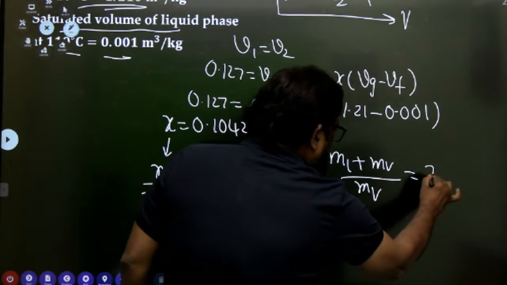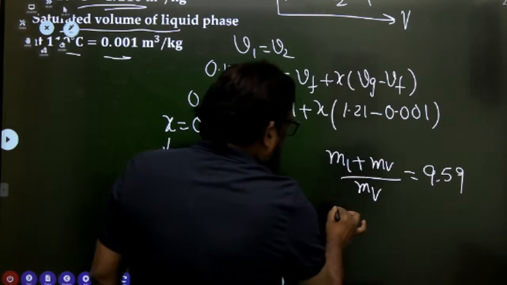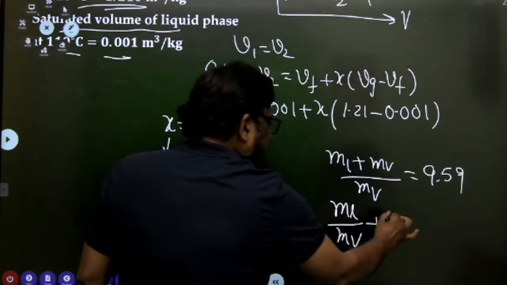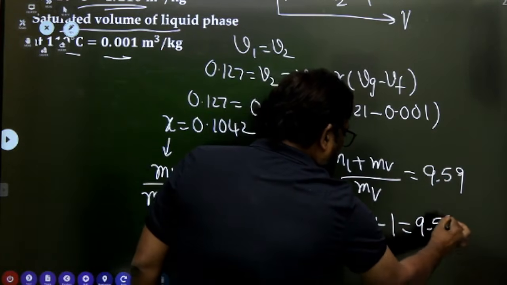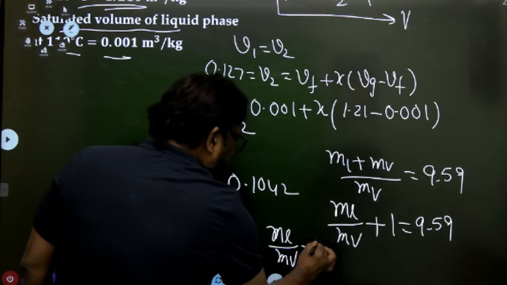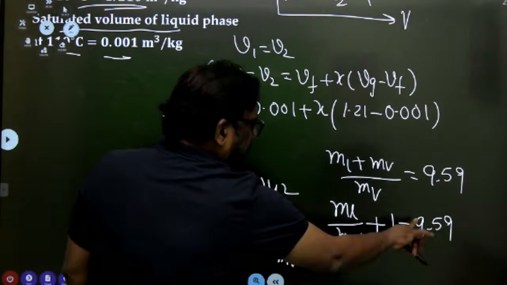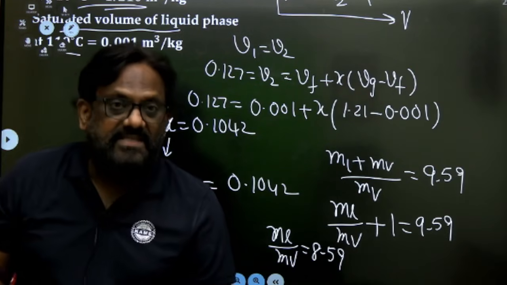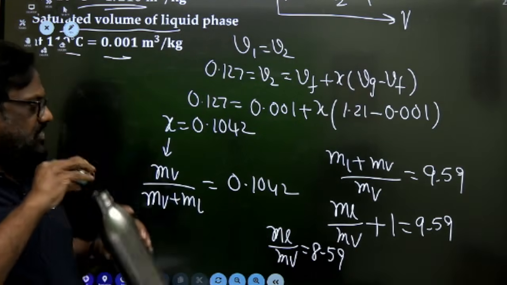9.59. So ml by mv plus mv by mv is 1, 9.59. So ml by mv is equal to 8.59. See, the 1 will go to the other side, 8.59. It is the right answer, sir. 8.59 is the right answer. Last 3 questions.